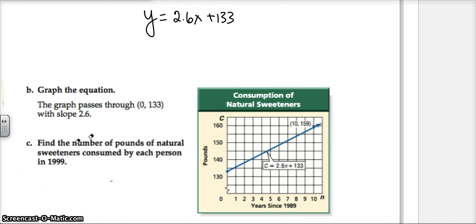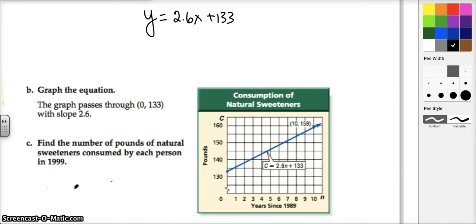Let's just use it. Okay, so find the number of pounds of natural sweeteners consumed by each person in 1999. In 1999, we'd have to go here. We can plug a 9 in. We can either use our graph to approximate, or we can plug 9 into our equation, y equals 2.6 times 9 plus 133. And when we do that, we get 156.4 pounds of sugar per person.